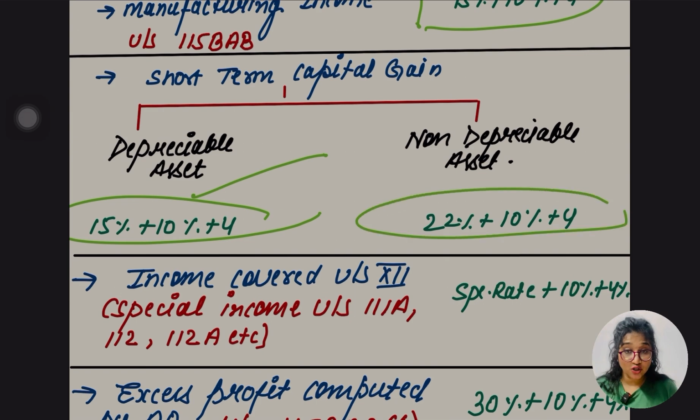It's going to be 22% plus 10% surcharge and 4%. Okay, so in case of a specified asset, the category is made for the short term capital gain. If it is a depreciable asset, what is going to be the tax rate? Same, because as the section says, 15%, 10%, 4%. But if it's not a depreciable asset, which means a non-depreciable asset, what is going to be the tax rate? 22%, 10%, 4%.